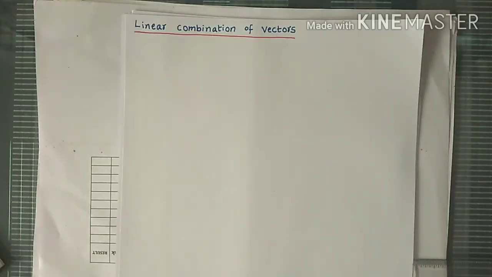Students, in the last video we learned about collinearity of 3 points and collinearity of vectors. In this video we are going to learn about coplanarity of vectors. So before that, let's see the definition of linear combination of vectors.